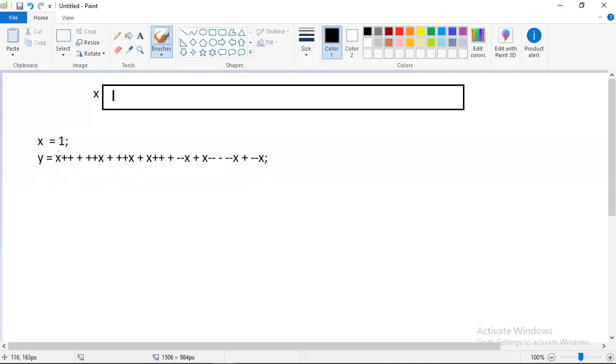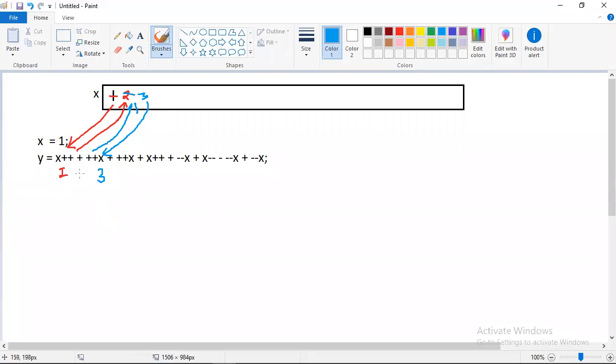X plus plus means what? First read, and substitute: 1. Then increment, 1 replaced with 2. Next, plus plus X. Should I use the old value or the new value? Whatever value is available, right? Plus plus means first you increase, 2 increased to 3, then read and substitute the X value 3.